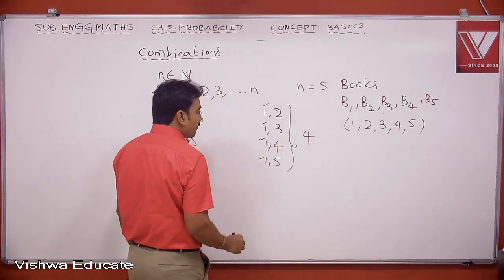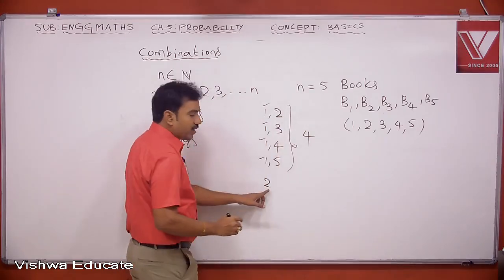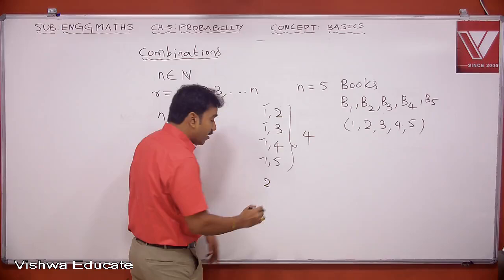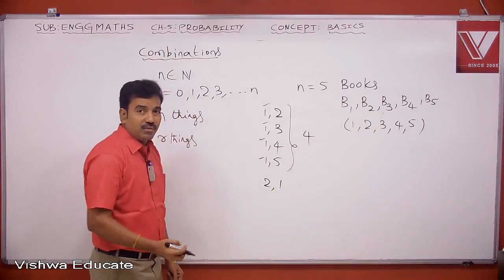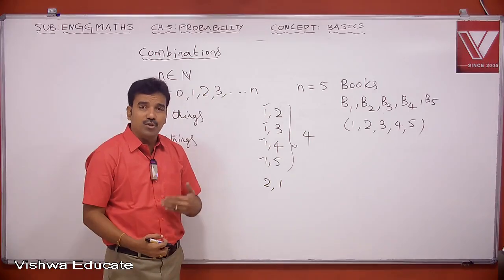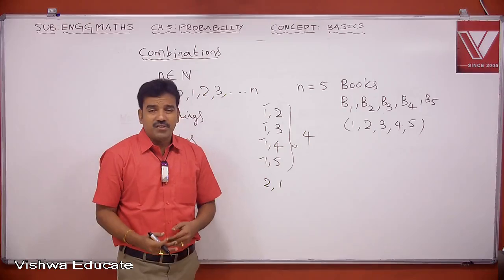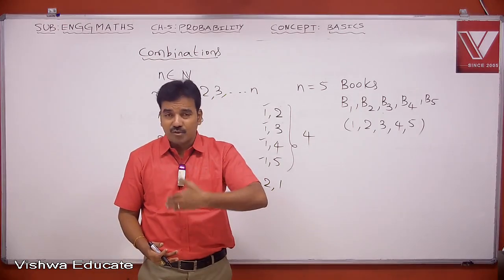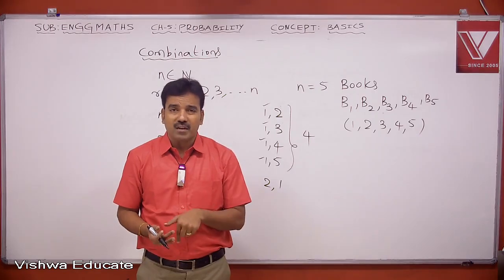Now when you start with 2, already 1 comma 2 is selected. So 1 comma 2 is same as 2 comma 1. So don't write 2 comma 1. If I give books 1 and 2, it is same as I gave you books 2 and 1. So see, sequence doesn't matter. You may ask me, sir, you may give me first time first book, second time second book, or first time book number 2, second time book 1.